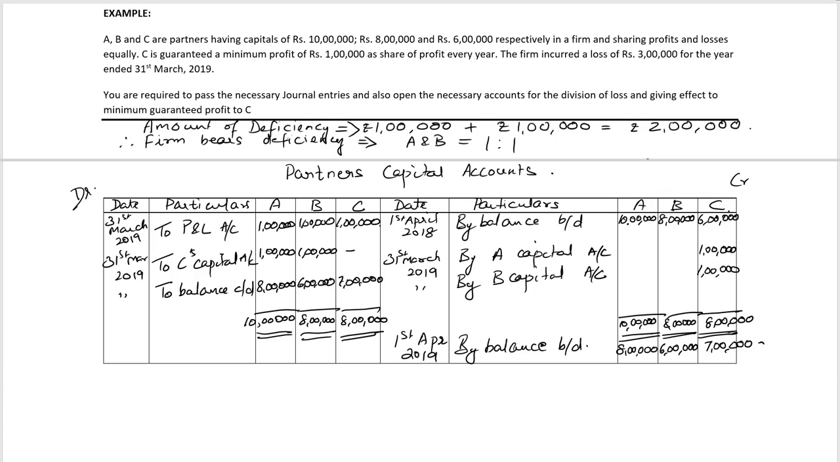So in all the sums where the firm incurs a loss, we need to prepare journal entries if required as what has been done just now, and 2 ledger accounts, the first one being the profit and loss account and the second one being the partner's capital accounts, assuming the fluctuating capital method.